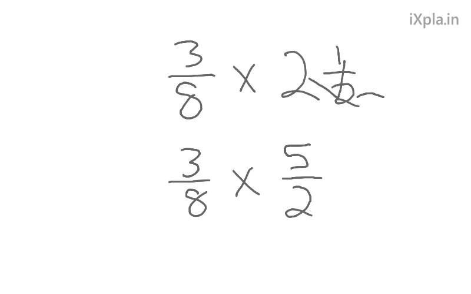See if anything can cross cancel, and nothing can on this one either. So we're going to multiply across. 3 times 5 is 15. 8 times 2 is 16. We get 15 over 16.